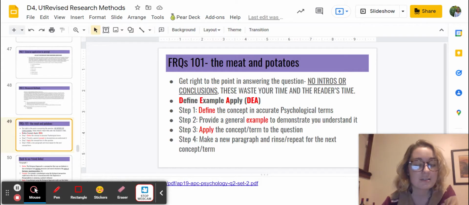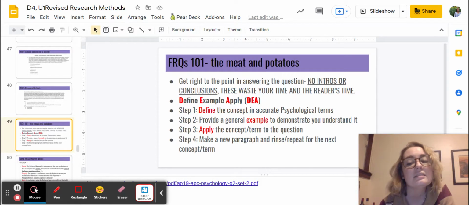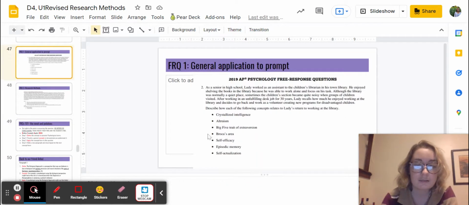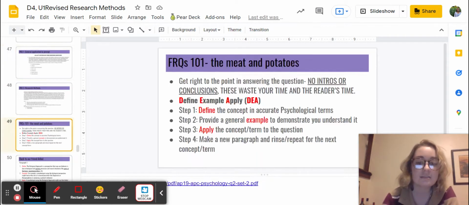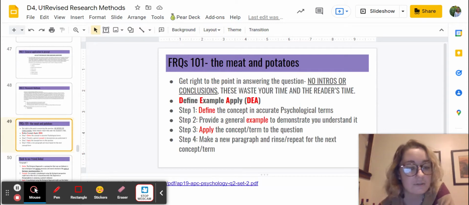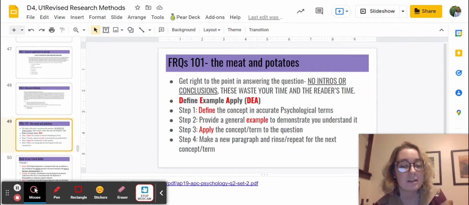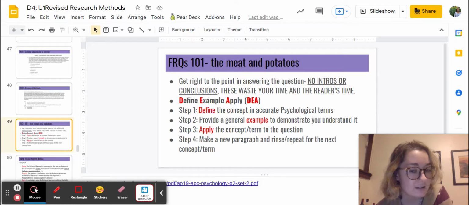So you're going to use the strategy of define, example, apply, DEA. But like I said, the most important thing is the A, it's the application. So define the term, right? Explain, in this case, what is crystallized intelligence in a sentence. Provide a general example. This is something that on the AP exam you don't need to do, but as we're starting out, I think it's helpful because it helps you get in the mindset of applying it. So you can provide a general example of, like you would in that third vocab column, of what the term is.